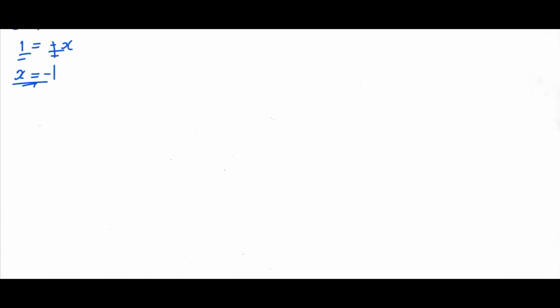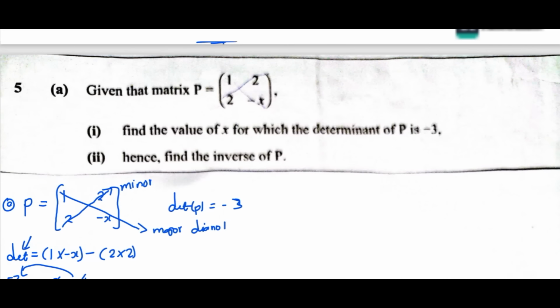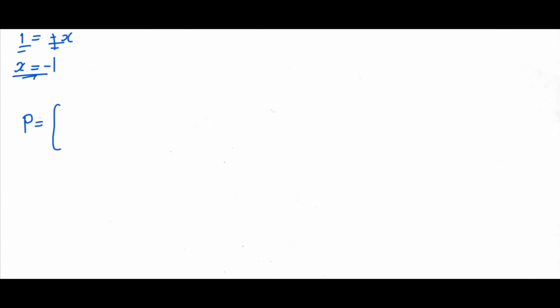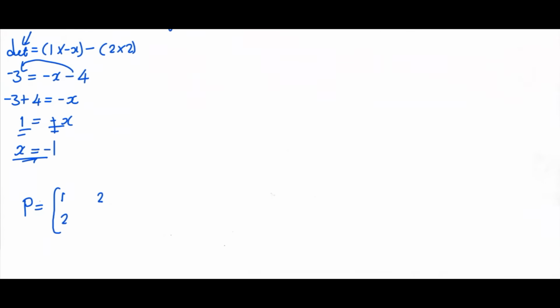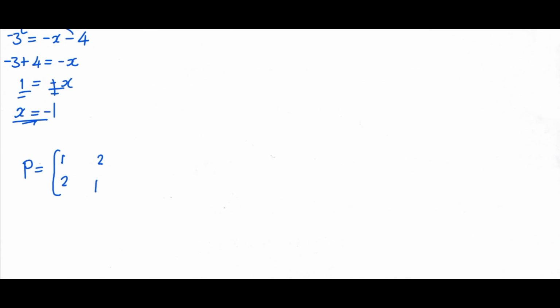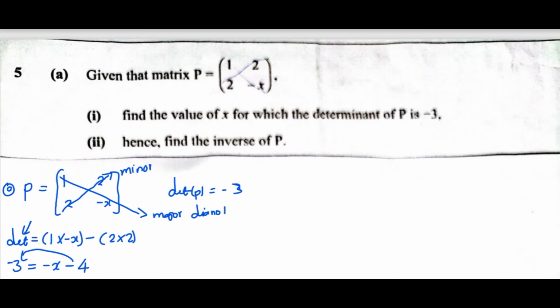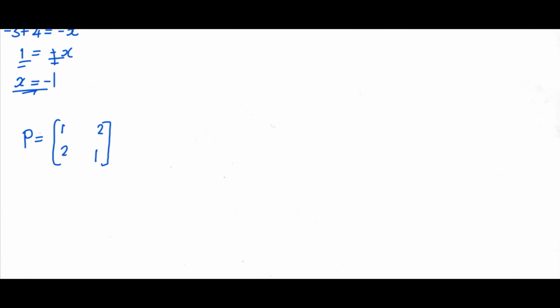So let's look at our original matrix. The original matrix will have 1, 1, 2, 2. Then x is negative 1, so here we are going to have positive 1. The reason why we have positive 1 is because there is a negative here, and a negative times this negative gives positive 1.